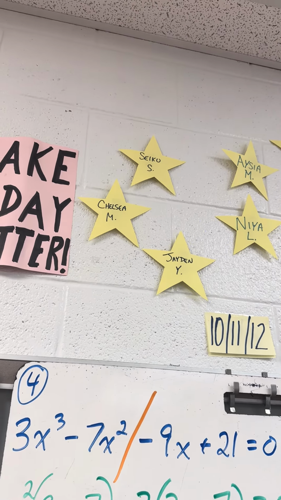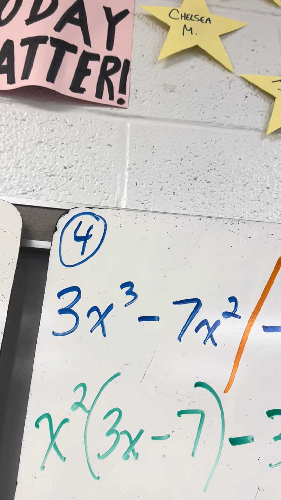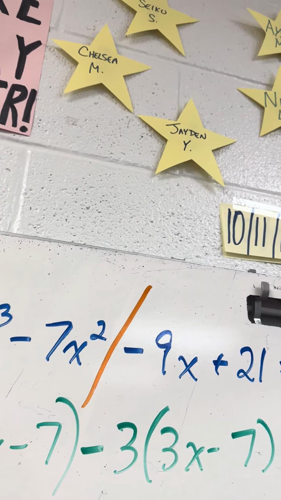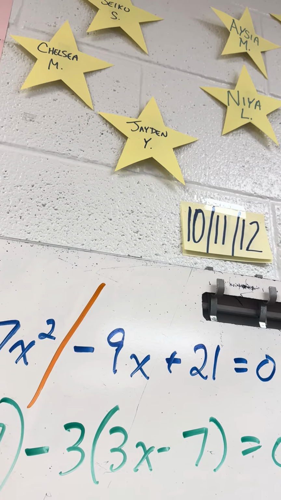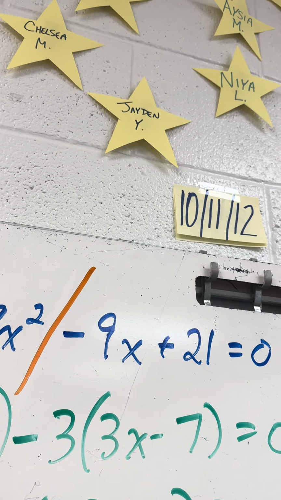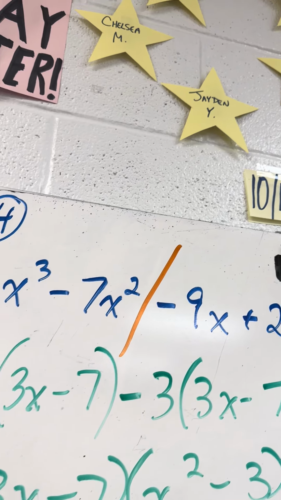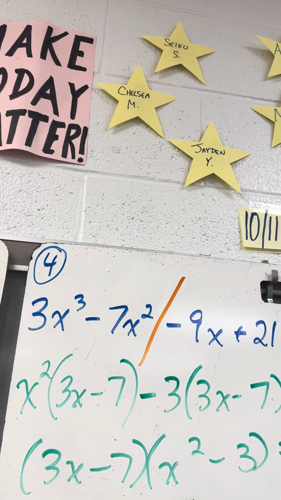Split this one in half, and you've got x squared common to both here. You're left with 3x minus 7. You pull out a negative here. 3 is common to both. You take out negative 3, and you're left with 3x minus 7. So you've got 3x minus 7 times x squared minus 3.